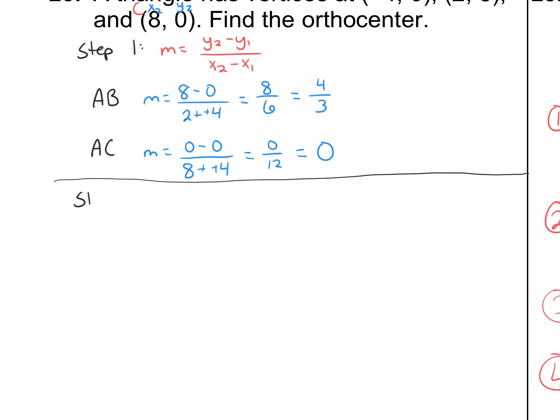Step 2 is what? Find the perpendicular one. Right. What equation am I using in this one? Opposite reciprocal. That is for the perpendicular, yes, but the big equation I'm using is y equals mx plus b.